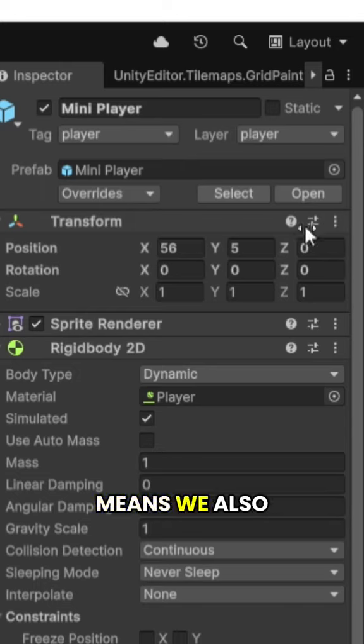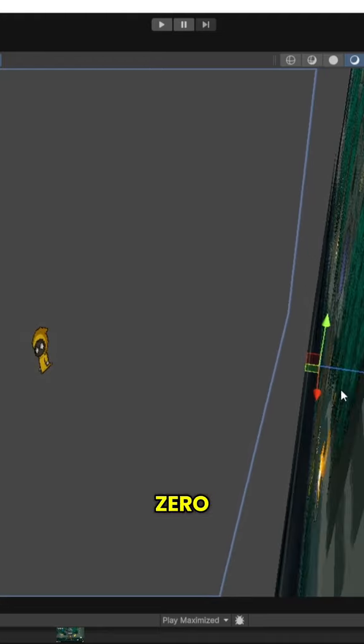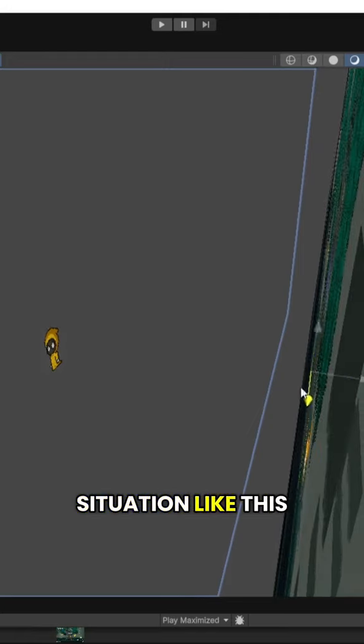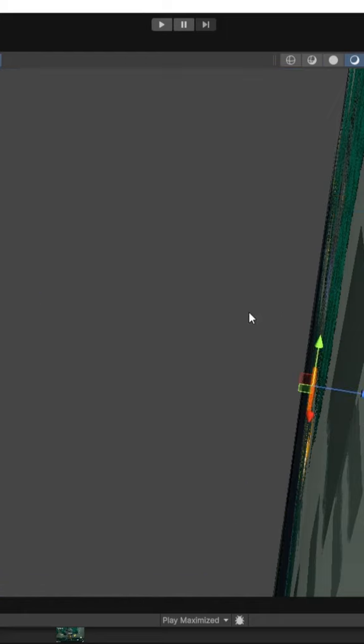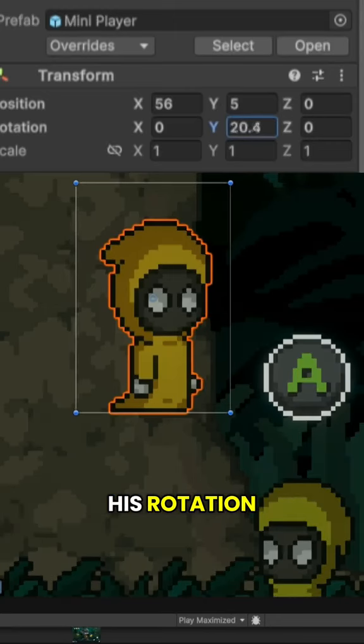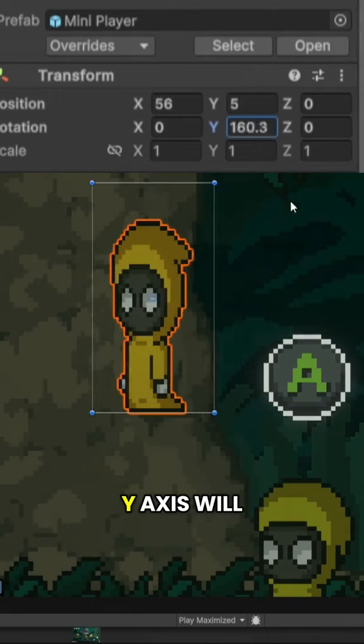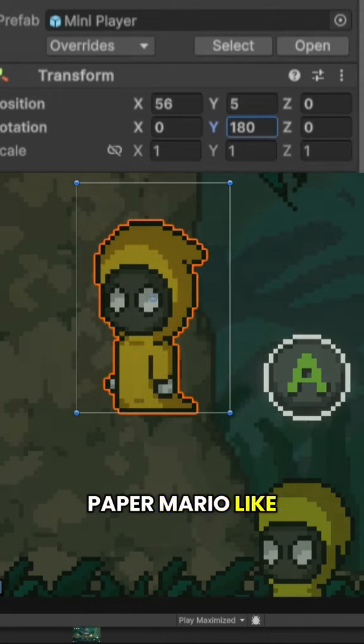Being a 2D game means we also have to be careful about the player's position along the Z-axis. He pretty much stays locked at 0 because if he doesn't, we might end up in a situation like this where he's actually behind the camera. Another thing we have to be careful about is his rotation. Since he's flat, turning him along the X or Y axis will result in some weird Paper Mario-like rotations.